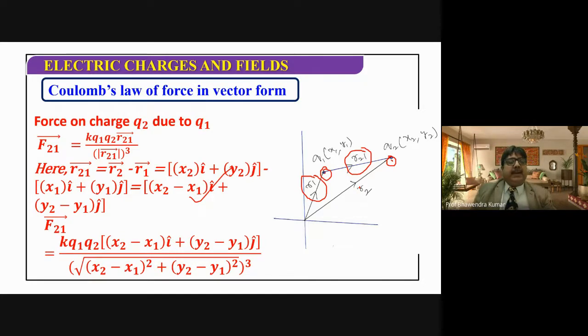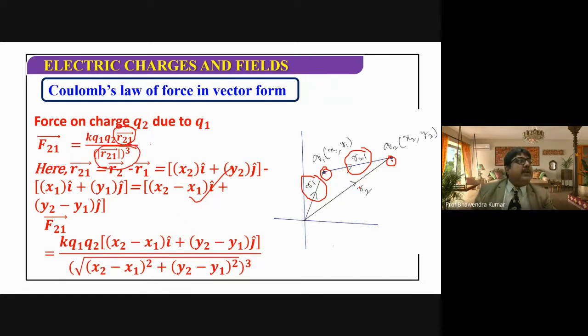Okay, have you written it? Okay, let us see how we can use it in the question. So it was like taking this K times Q1 Q2 vector R21 divided by modulus R21 cube, right? Because we have taken R square, the proportionality is for R square, and because we have already taken one R in the vector, we are dividing by R cube.